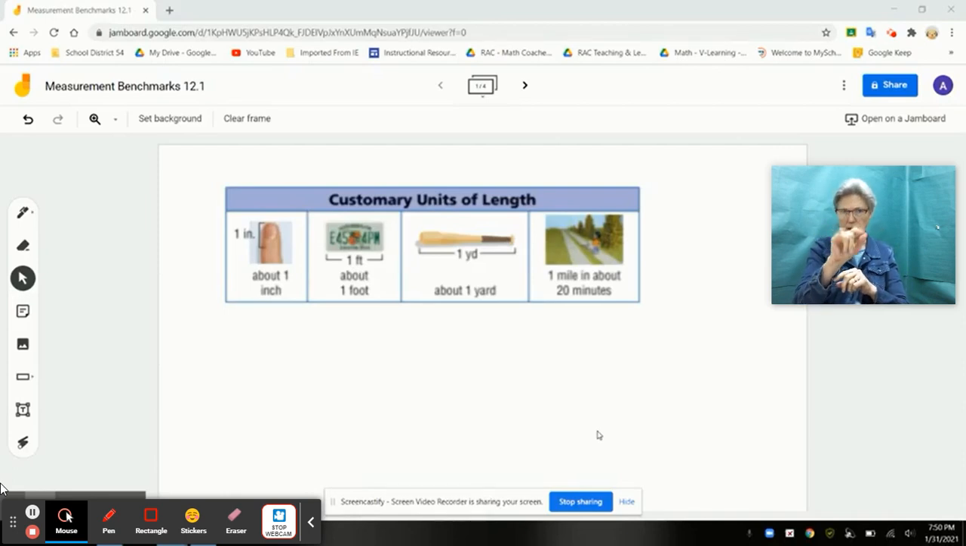1 foot is about the length of a license plate. A yard is the length of a baseball bat. And 1 mile can be reached by walking for 20 minutes.